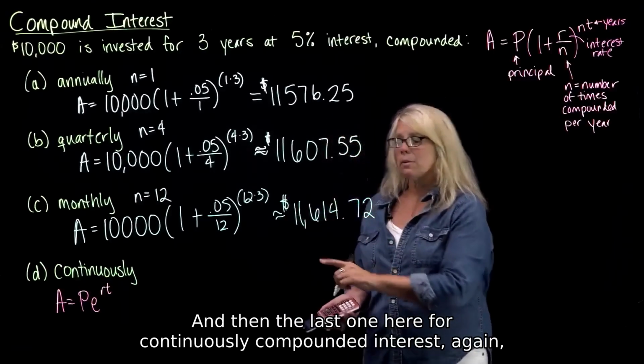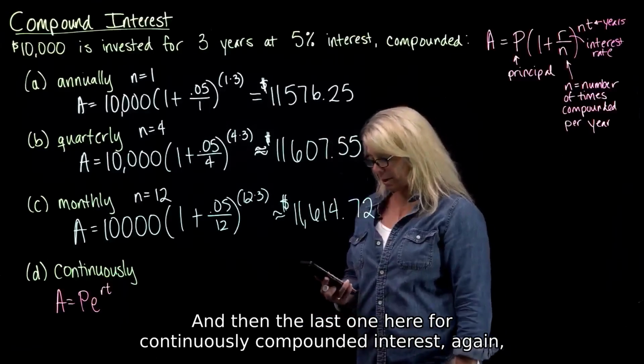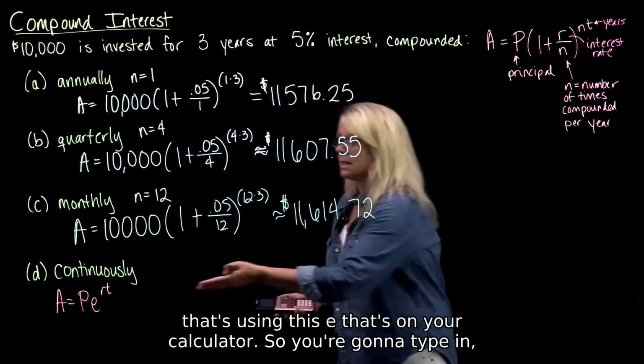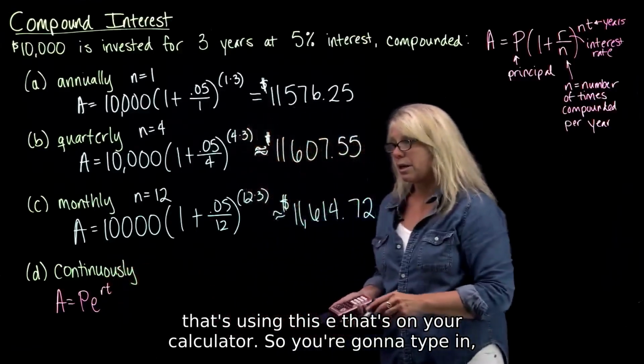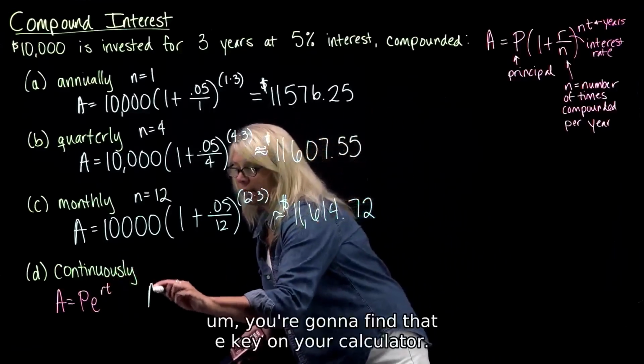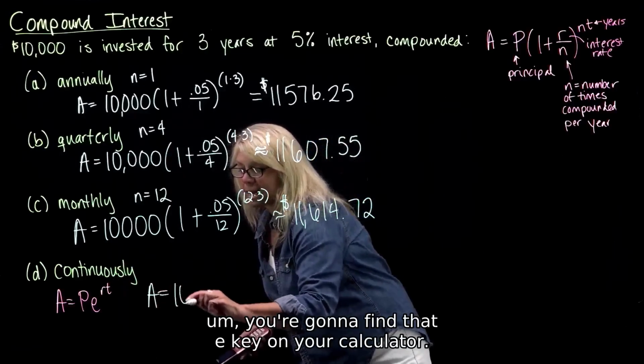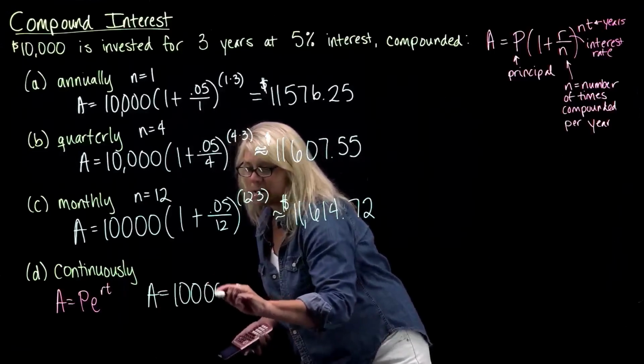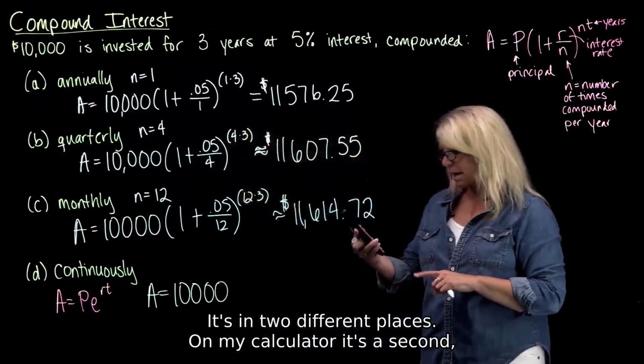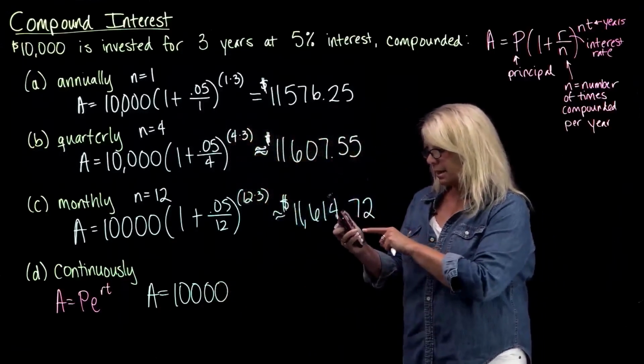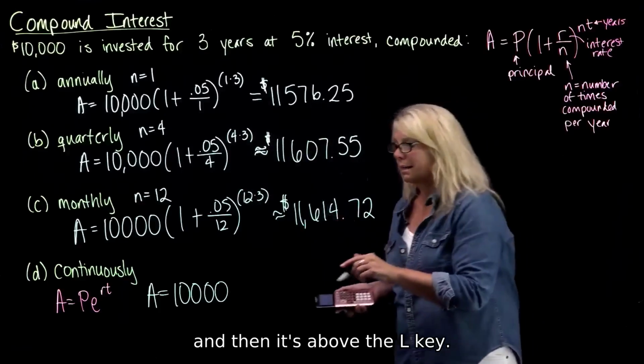All right, and then the last one here for continuously compounded interest. Again, that's using this E that's on your calculator. So you're going to find that E key on your calculator. It's in 2 different places. On my calculator, it's a second, and then it's above the ln key.